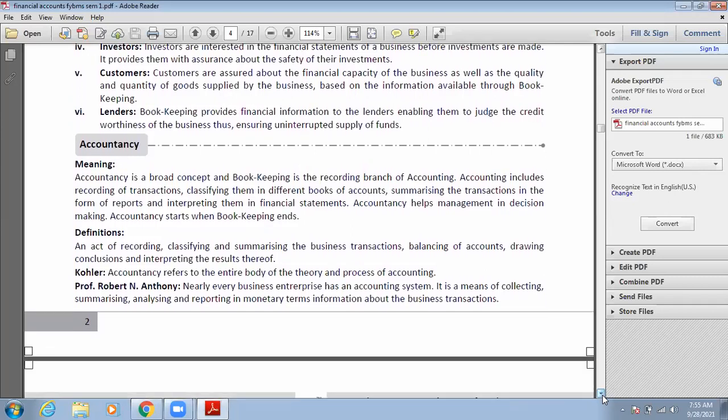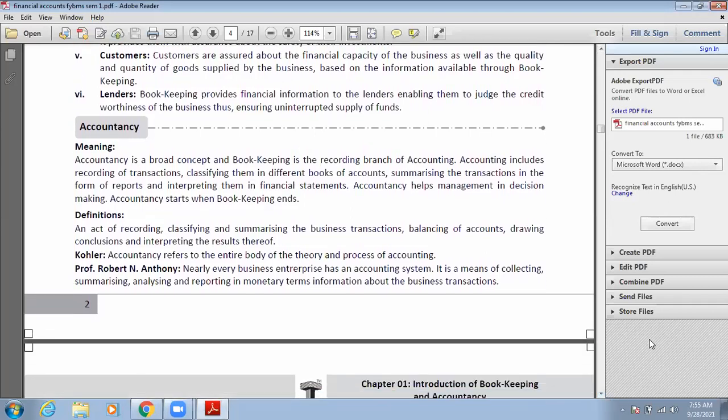Okay, what is accountancy? See, as I told you, okay, bookkeeping is the art of recording the transaction in the books of account. You can see a very first line. Accountancy is a broad concept, and bookkeeping is a recording of books of account. That means if you talk about the bookkeeping is a very narrow concept. Okay, but accountancy is a very broad concept. Bookkeeping में हम day to day transactions या छोटे मोटे जो transactions होते हैं वो record करते हैं. But when you talk about the accountancy is a very broad concept जिसमें आप सारी चीजें records करते हैं.